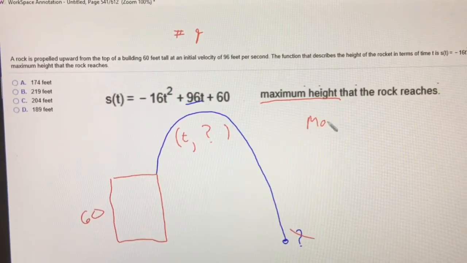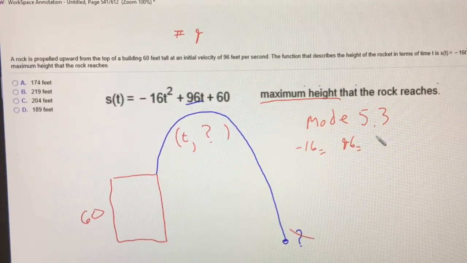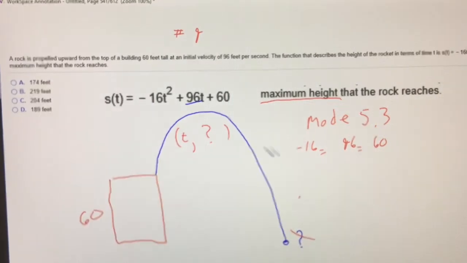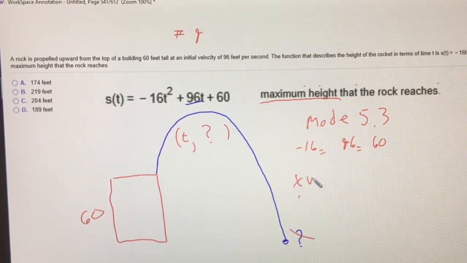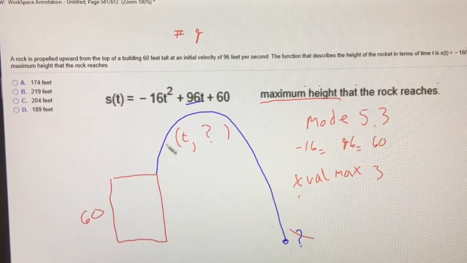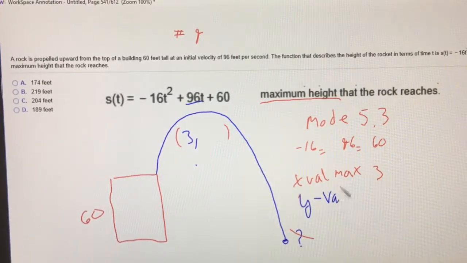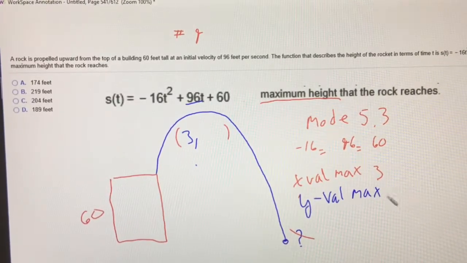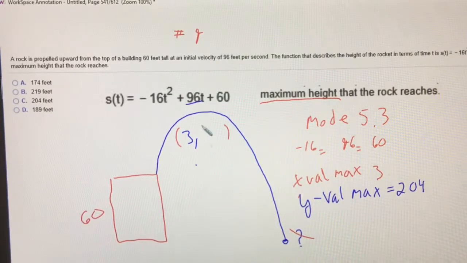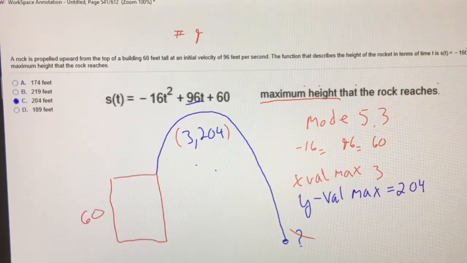This is going to be a mode 5-3 problem again. We're going to type in the coefficients negative 16, 96, and 60. Now once I type that in, I get an x-val max this time, an x-val maximum of 3. That means it takes 3 seconds to reach that height. And then I get a y-val max. And that's what it's asking for. The y-value maximum equals 204 feet. That means it takes 3 seconds to reach 204 feet. And it just so happens to be one of my solutions.